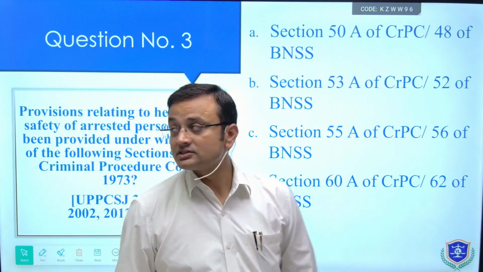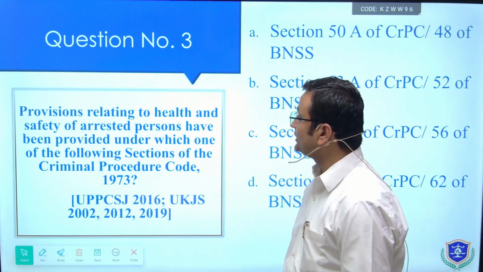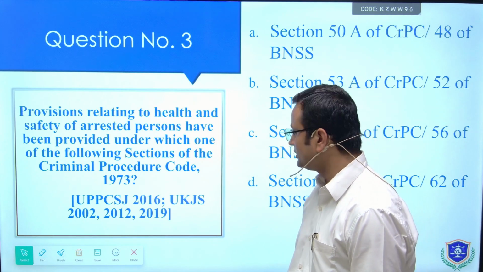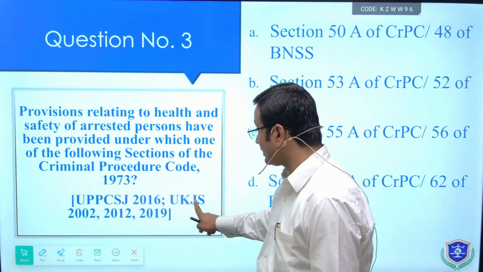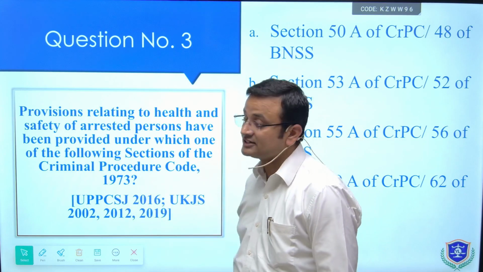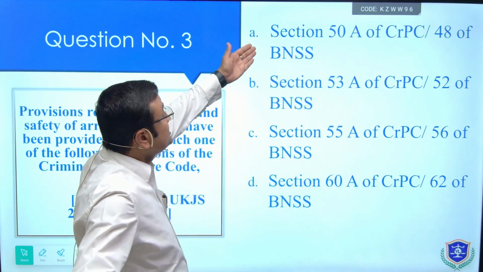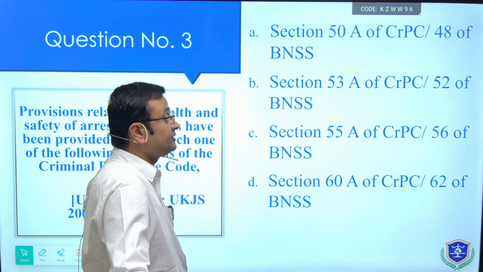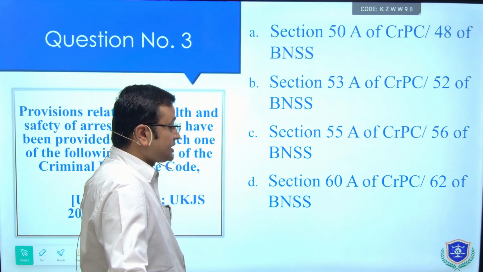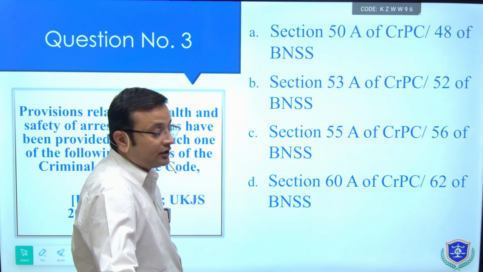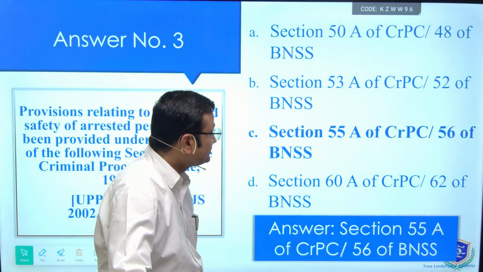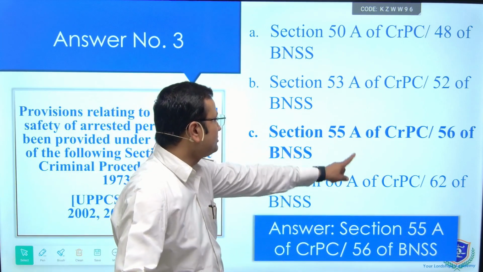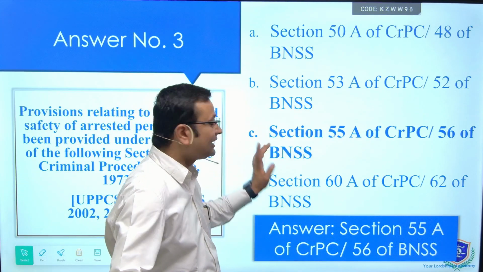Question number 3 is, provisions relating to health and safety of arrested person have been provided under which one of the following sections of the Criminal Procedure Code? It has been asked in UP PCSJ and Uttarakhand PCSJ 2002, 12 and 19. The options are section 50A of CrPC, which has now become 48, section 53A of CrPC, which has now become 52 of BNSS, section 55A or section 60A. Now let's see the correct answer. The correct answer is section 55A of CrPC, which has now become section 56 of BNSS, that is option C.